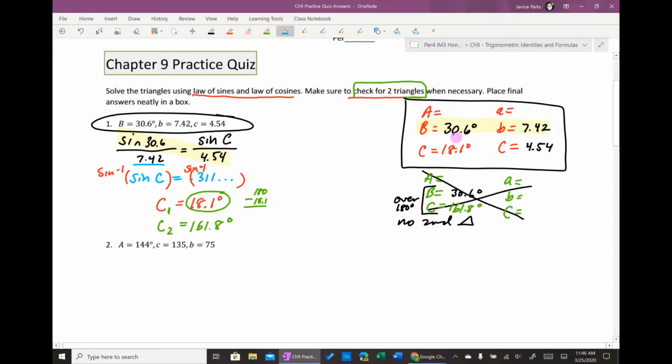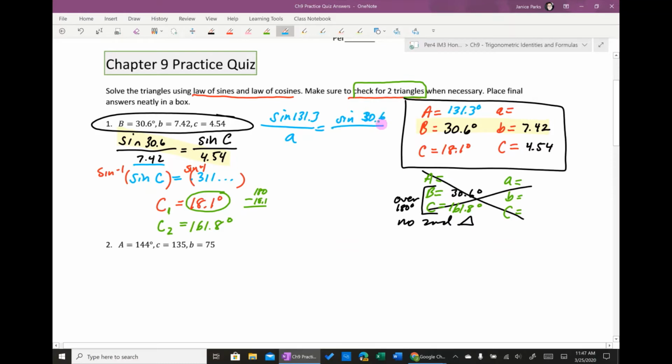We're going to add B and C together and subtract that from 180. And that will give me, let's see, 30.6 plus 18.1 minus 180. I thought I had already done this problem. So we have 131.3 degrees. So we're going to have sine of 131.3 over A equals sine of B over B.